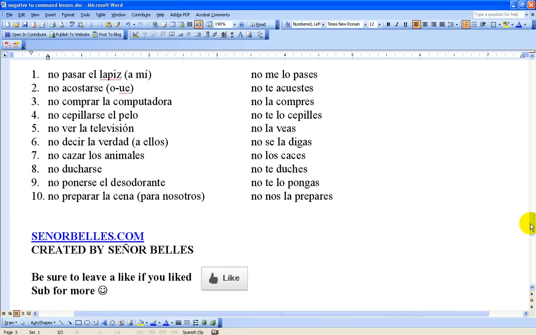Okay? No me lo pases. No te acuestes. No la compres. No te lo cepilles. No la veas. No se la digas. No los cases. No te duches. No te lo pongas. No nos la prepares.